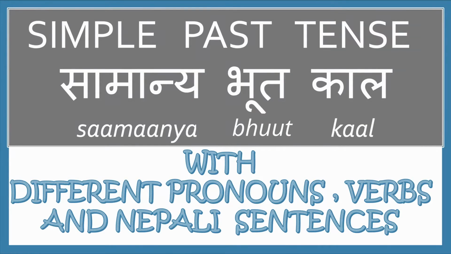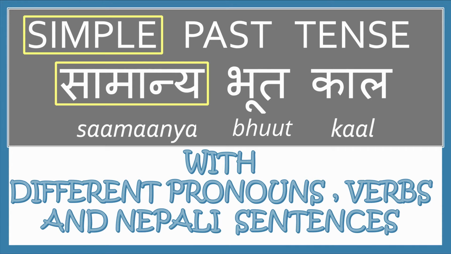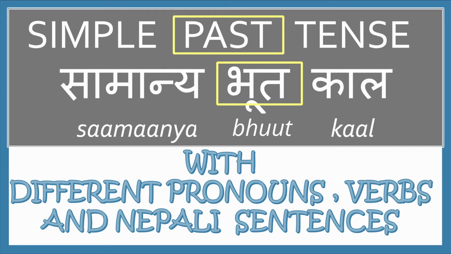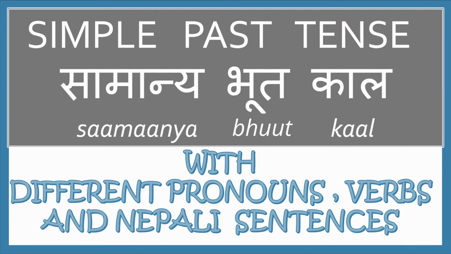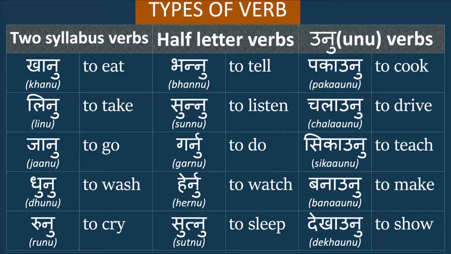Now let's continue to learn simple past tense with different rules at the beginning. Let's start our class on simple past tense, which means Samanya Bhutkal. Samanya means simple, Bhut means past, Kal means tense, with different changes in pronouns, kinds of verb and Nepali sentences and examples. First, let's do types of verb.